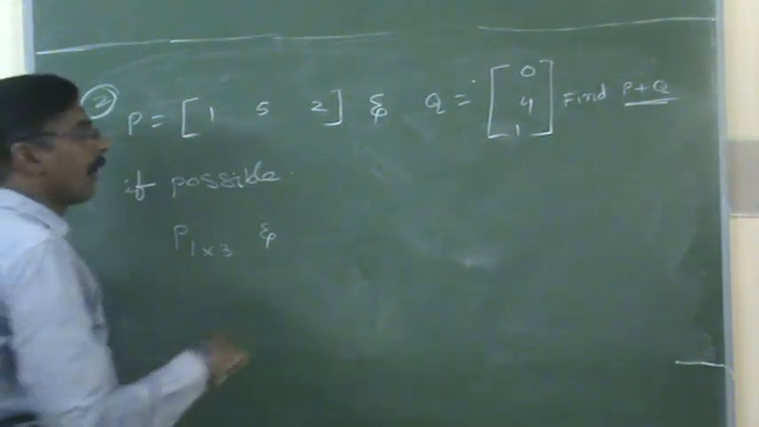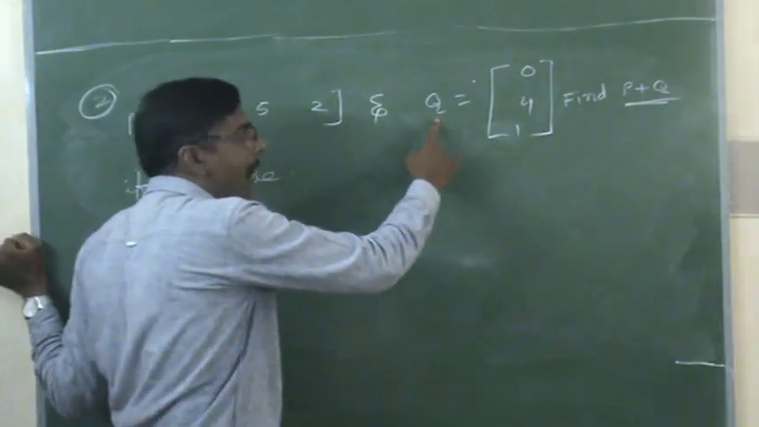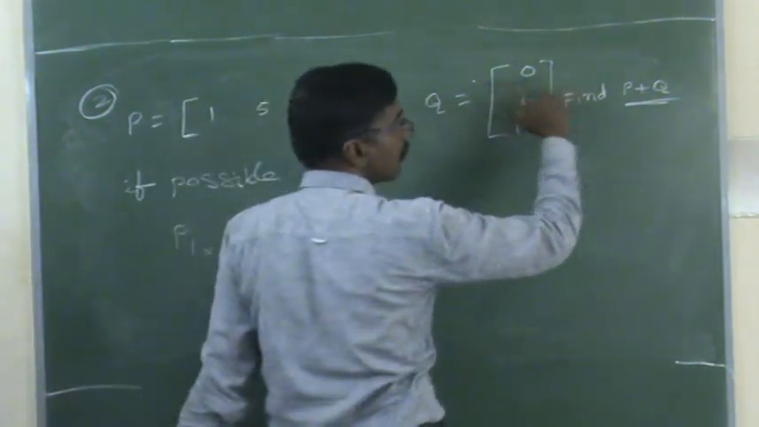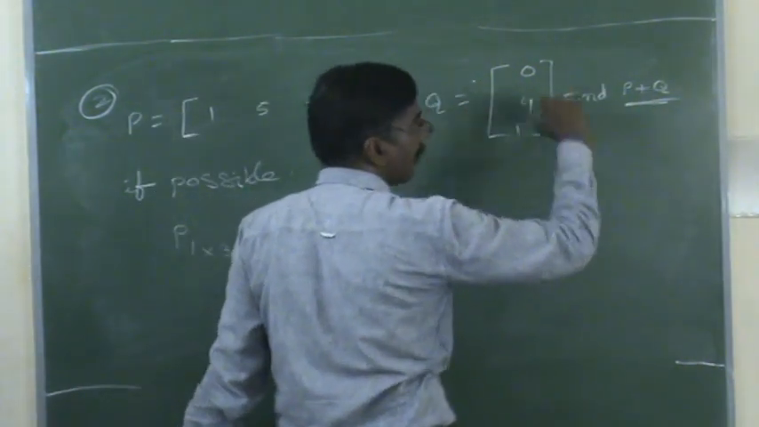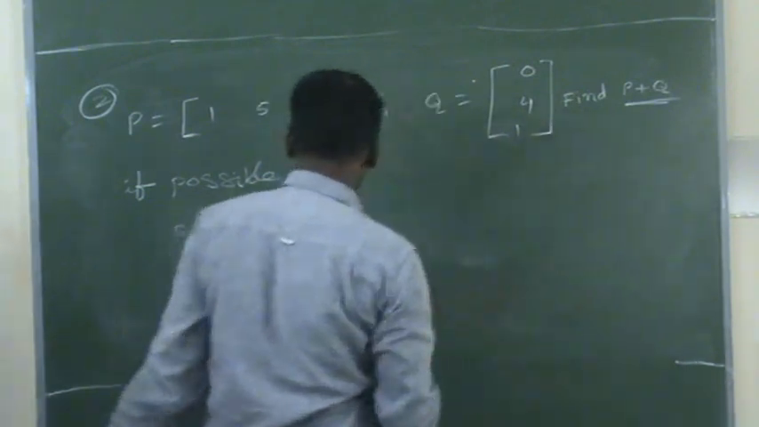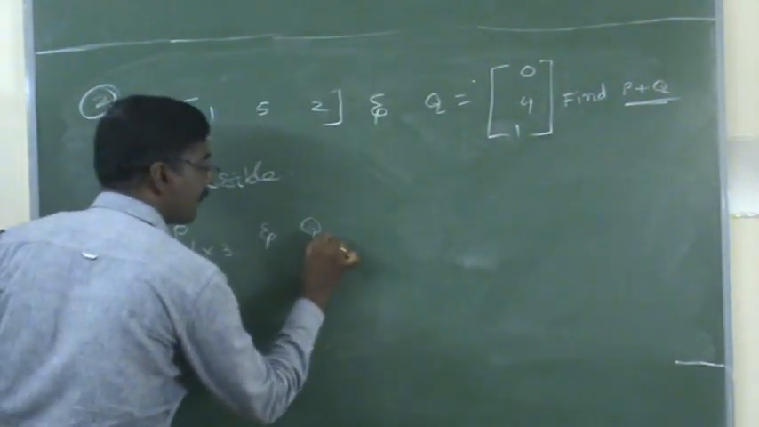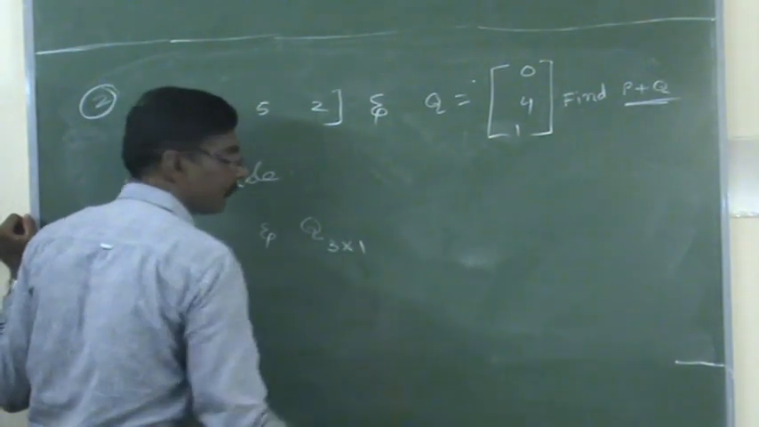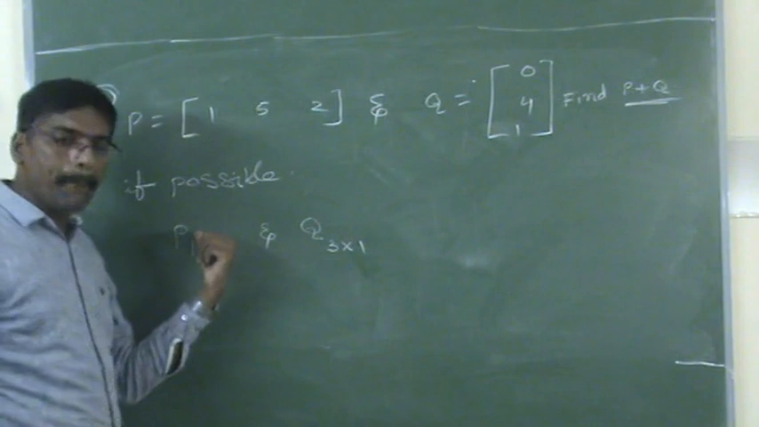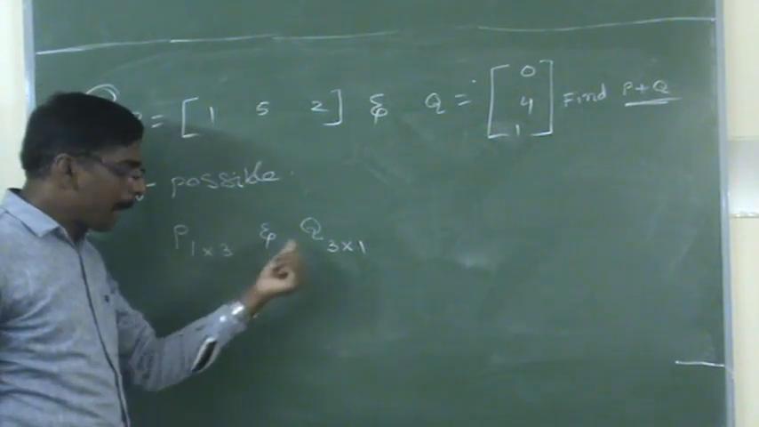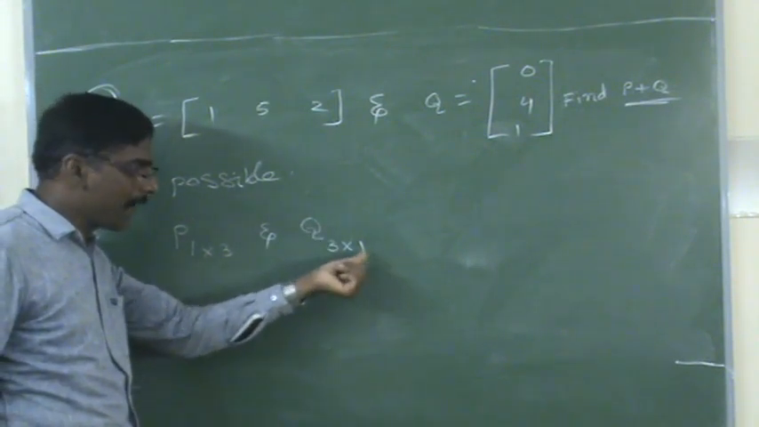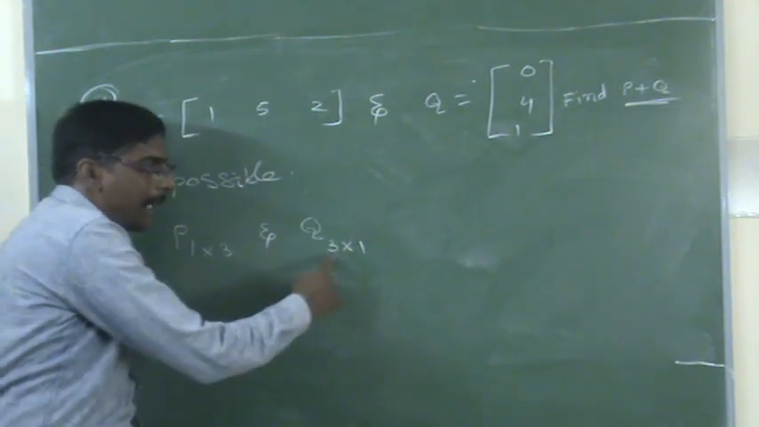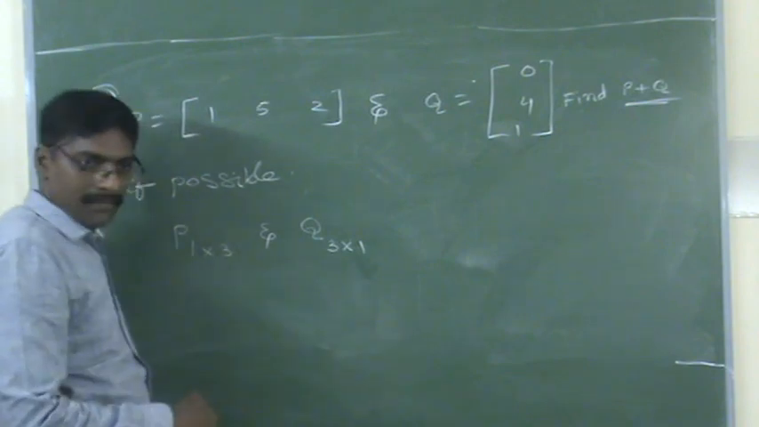And matrix Q. What is matrix Q order? How many rows are there? 3 rows. How many columns are there? 1 column. So matrix Q order is 3 by 1. Here matrix P order is 1 by 3, matrix Q order is 3 by 1. Important information: 1 by 3, 3 by 1, is it equal or not?